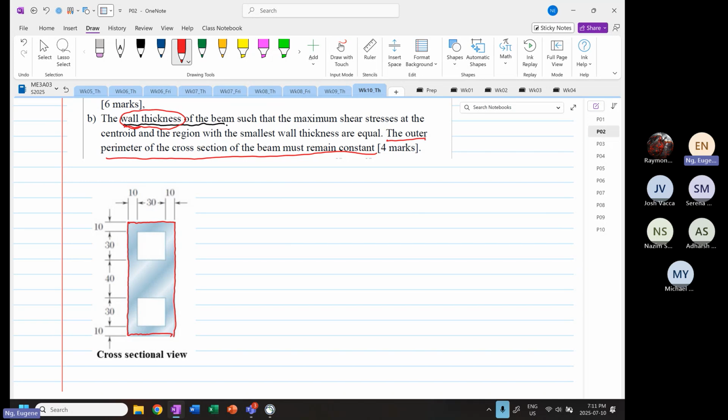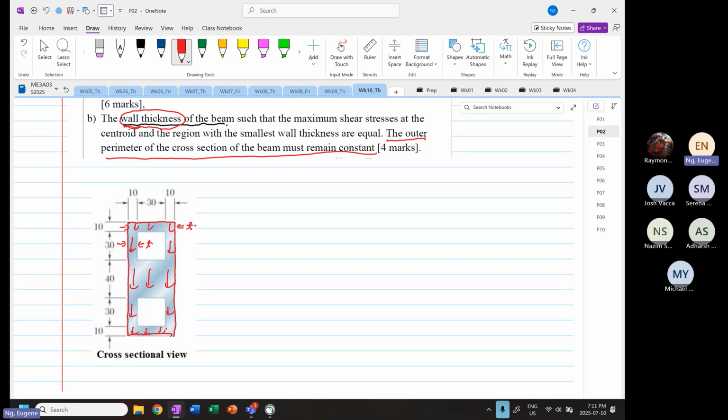So we can adjust the wall thickness, but what is the wall thickness? If we were to draw the shear flow, it looks like this. This is the shear flow. One of the rules states that the thickness is perpendicular to the direction of the shear flow. So the wall thickness is this thickness over here.